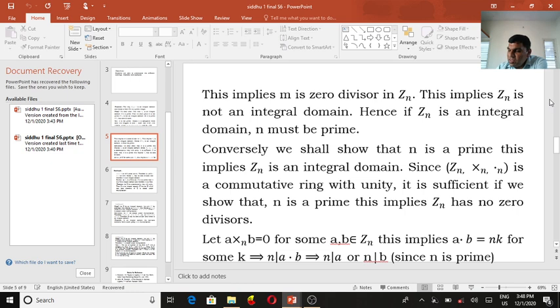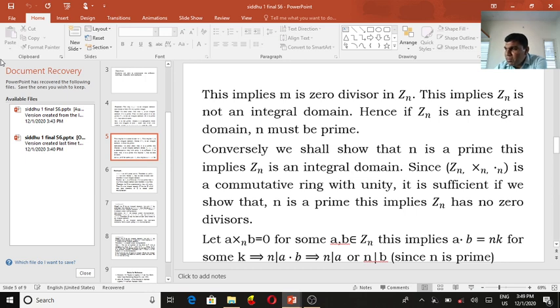This implies AB can be written as a multiple of n. Suppose AB is equal to nk, for some k an integer. This means n divides A into B. We know from divisibility that n divides AB means n divides A or n divides B. Why? Because n is a prime. So we can write n divides A or n divides B.